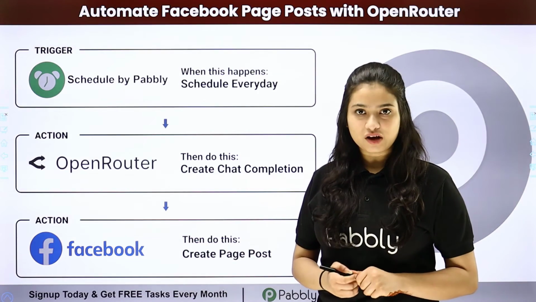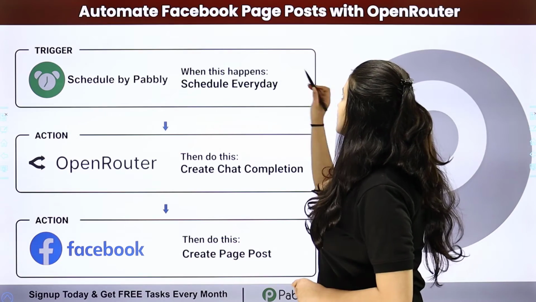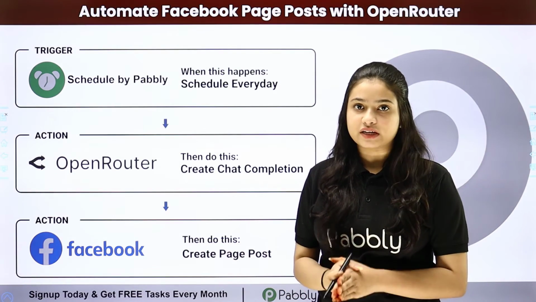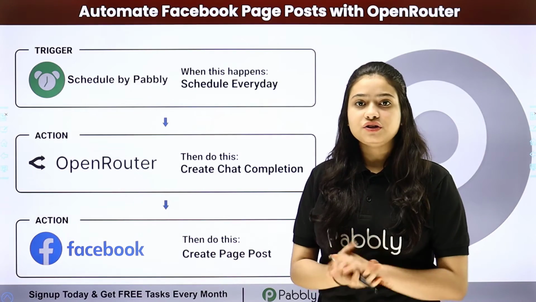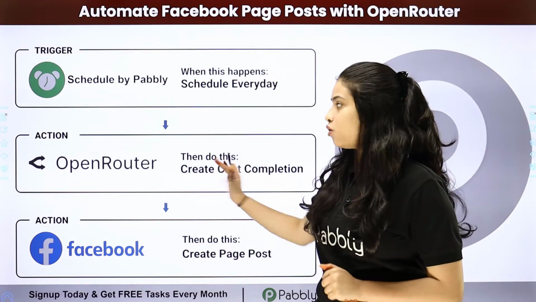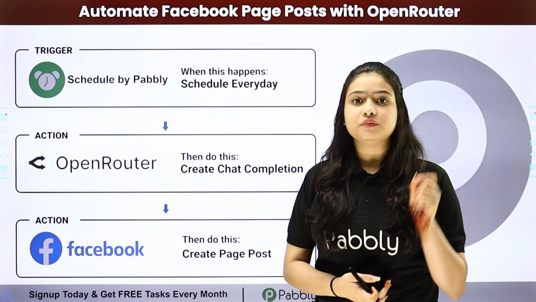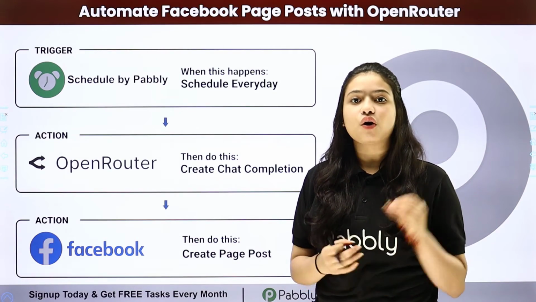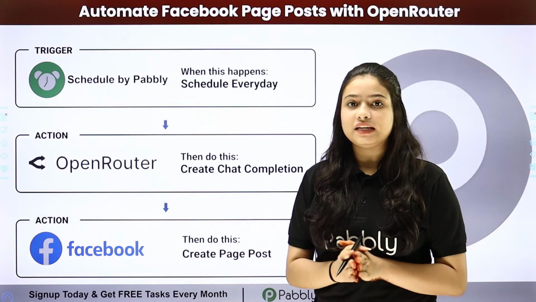In this video, we are going to learn how to automate Facebook page posts with OpenRouter. I want every day at a specific time, content to be generated automatically for my post by using OpenRouter, and the same content should be shared as a post on my Facebook page automatically. So how are we going to automate this entire process without any manual effort?